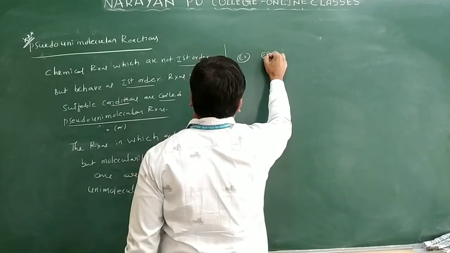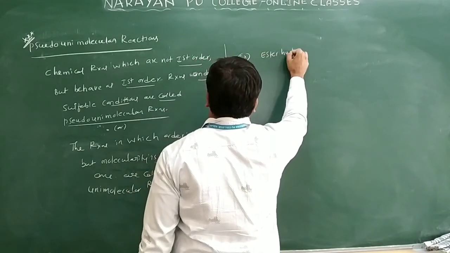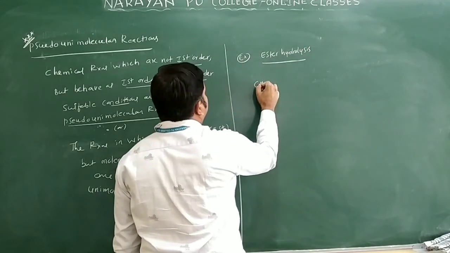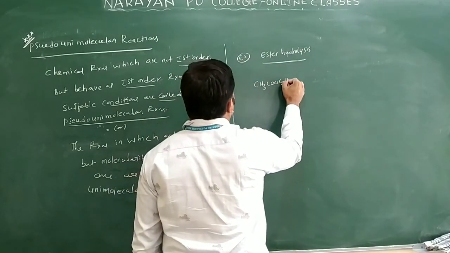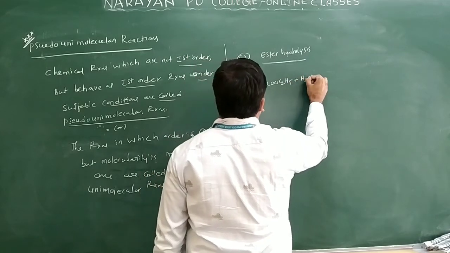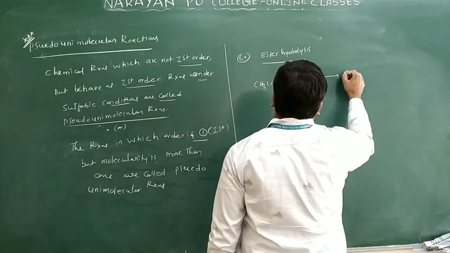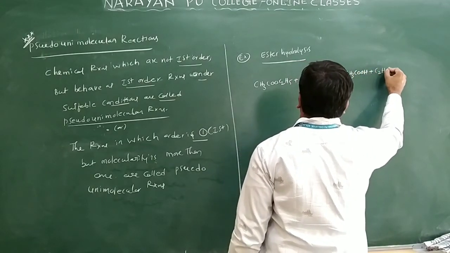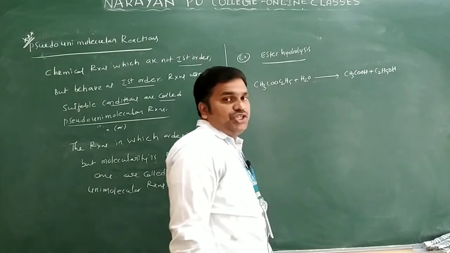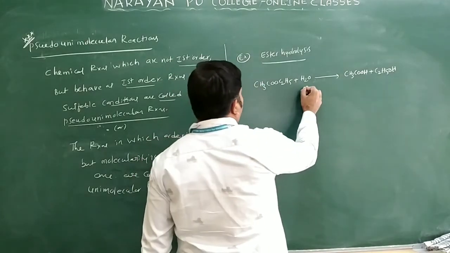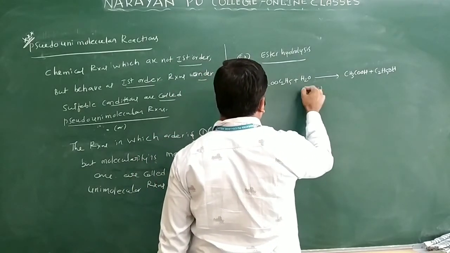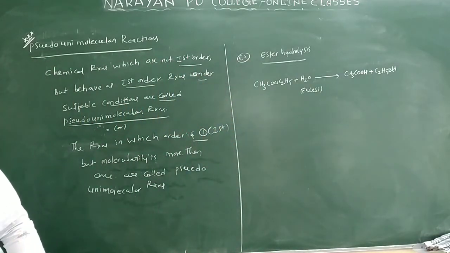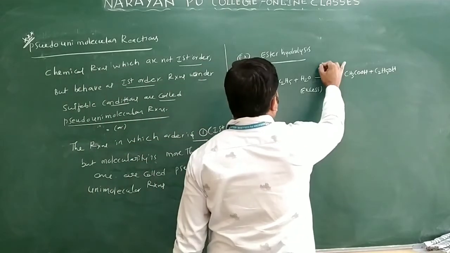Ester hydrolysis. What is the ester formula here? CH3COOC2H5 plus H2O. If you carry out the ester hydrolysis, what do you get? You get CH3COOH plus C2H5OH. For doing ester hydrolysis, we have to take an excess of water, and the reaction can be carried out in some acidic medium.